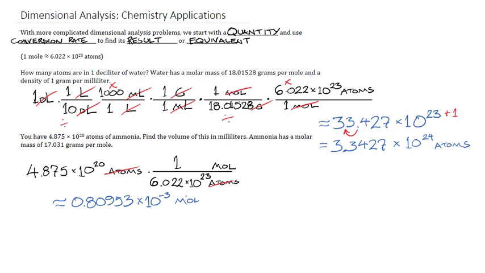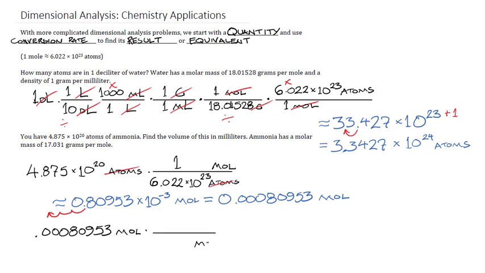And now what you can do if you want to, and I recommend you do this because it does make some things easier, is you can convert this to standard notation. To convert this to standard notation, we just move the decimal point 3 more places to the right. I get 0.000080953 moles. We then use the molar mass to convert this into grams. Every mole is 17.031 grams.